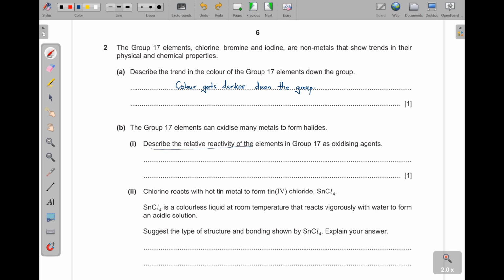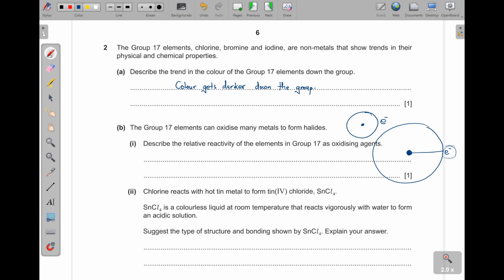Then part B, the group 17 elements can oxidize many metals to form halides. Describe the relative reactivity of elements in group 17 as oxidizing agents. Of course, going down the group, remember, group 17 elements react by gaining one electron. But as you go down the group, the atomic radius keeps on increasing. That means the attraction between this incoming electron and the nucleus becomes weaker. So it becomes harder to gain an electron.